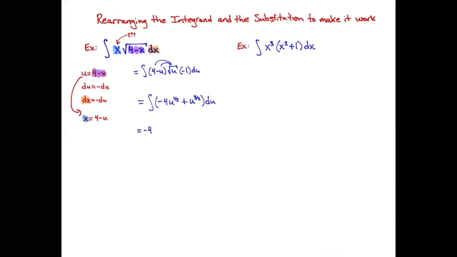One higher power than 1/2 is 3/2. Dividing by 3/2 is the same as multiplying by 2/3. One higher power than 3/2 is u to the 5/2. Dividing by 5/2 is the same as multiplying by 2/5 plus c.